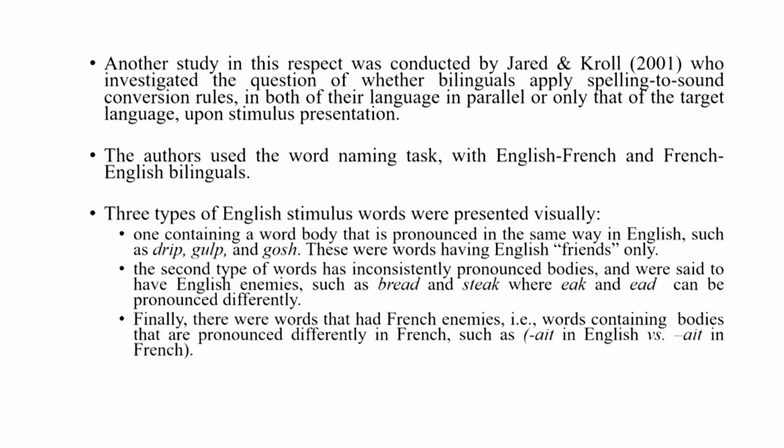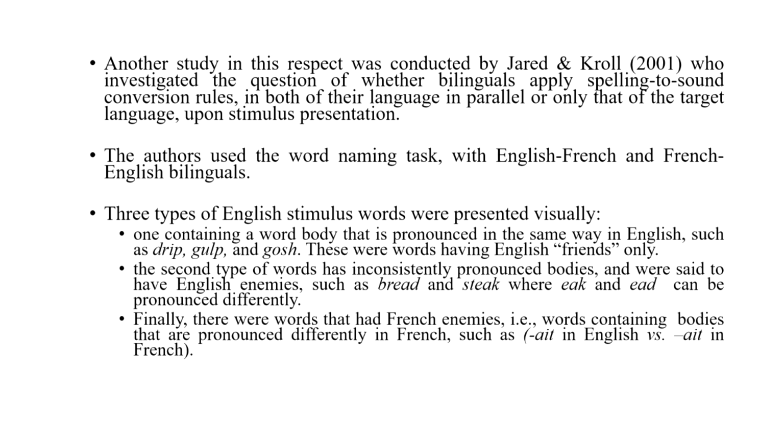Moving on, three types of English stimulus words were presented visually. One type of word contained a body that is pronounced in the same way in English, such as drip, gulp or gosh. These words were supposed to have English friends only. So, they are pronounced across the English language in the same way in different words.